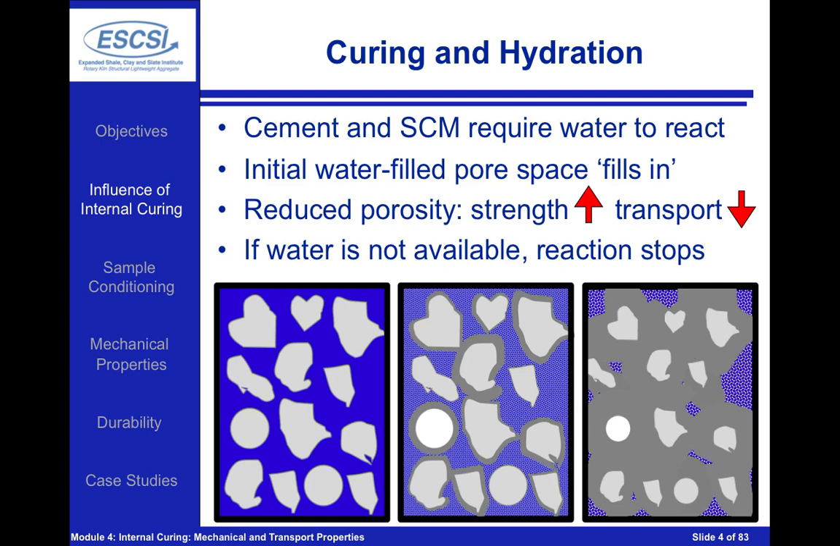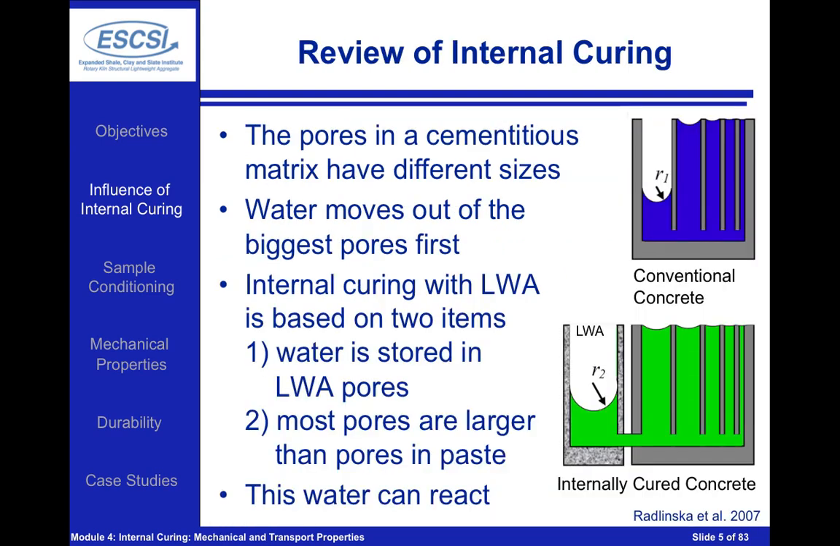Now, as we reduce the porosity, strength is going to go up, and the transport properties are going to go down. So as we fill in more of the space, the system is going to get stronger, and it's going to be harder for ionic species to start moving through the concrete. And this is all predicated on the cement and supplementary materials reacting. If we take water out of this equation, that reaction is going to stop. And the role of internal curing is to keep the water available for a longer period of time.